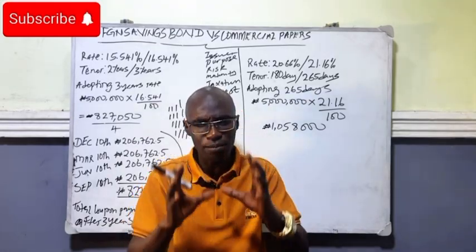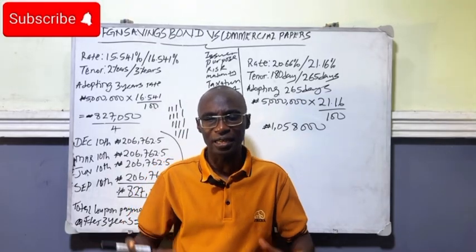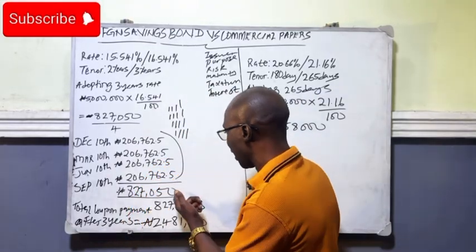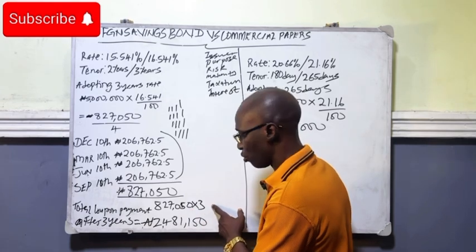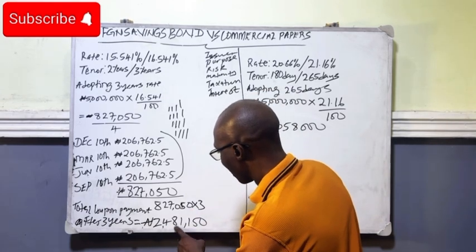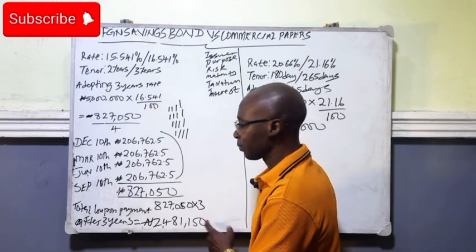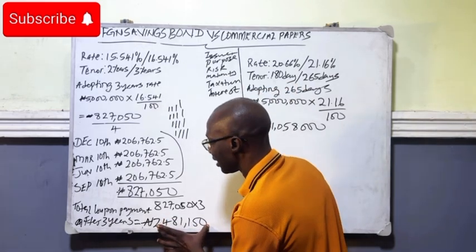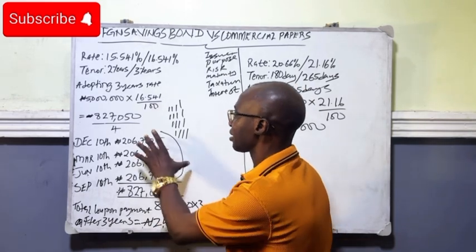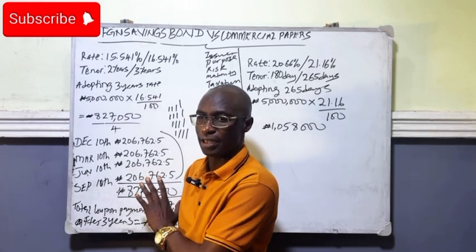3-year tenure. How much is the total interest, the coupon interest that has been accumulated? You multiply this figure by 3 years tenure. So you have 2,481,150 naira. This is what you are going to earn at the end of 3 years tenure as far as FGN savings bond is concerned.